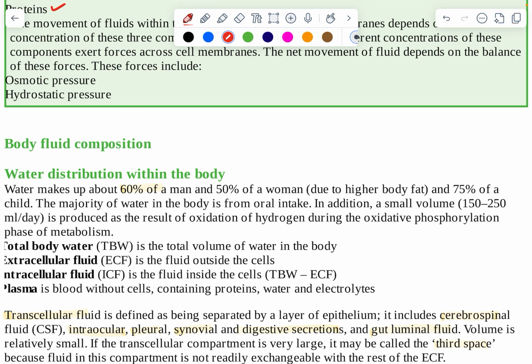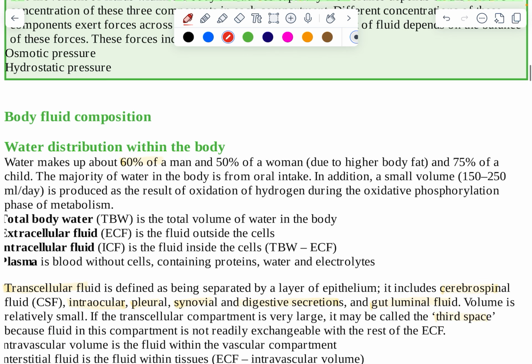So, composition of the body fluid: water makes up 60% of a man, 50% of a woman, and 75% of a child. So this is 60, 50, 75: men, women, child. The majority of body water is from oral intake. The addition of a small volume is produced with oxidation of hydrogen.